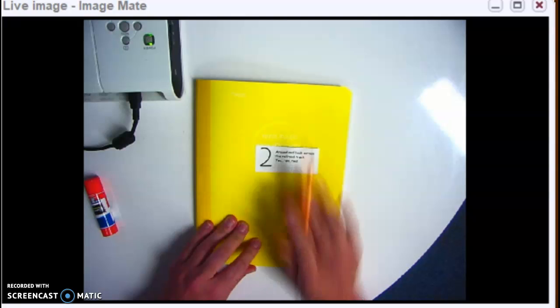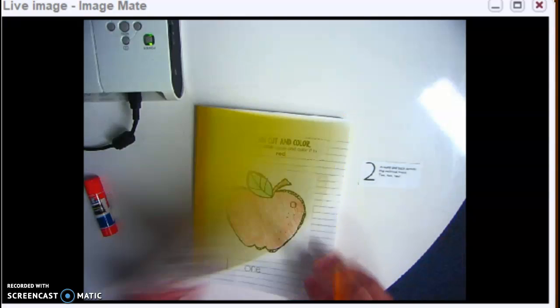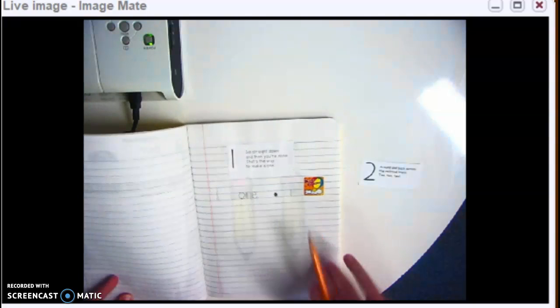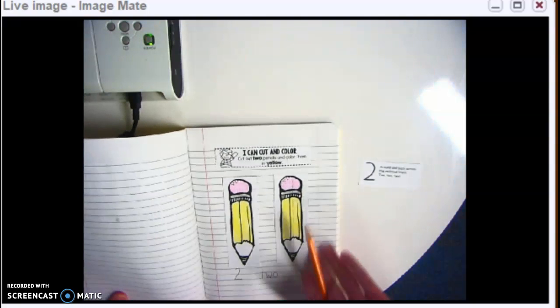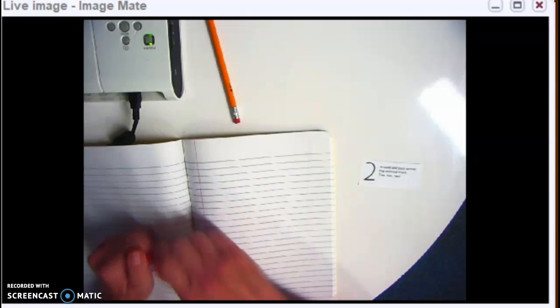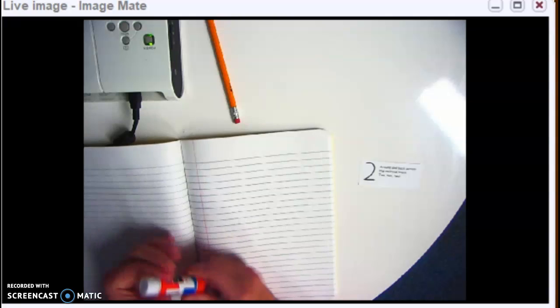2, 2, 2. So I'm going to open my math journal and turn past my apple and my 1 poem and my 2 pencils. And I'm going to get my glue stick and glue in my number 2 poem. So remember, just a dot, not a lot, and I'm gluing in my 2 poem at the top.